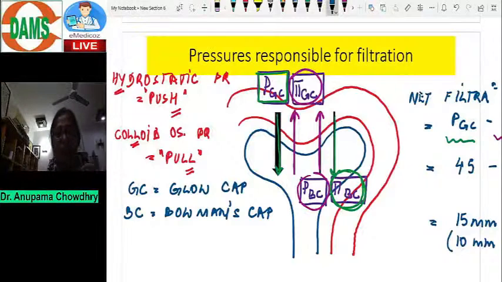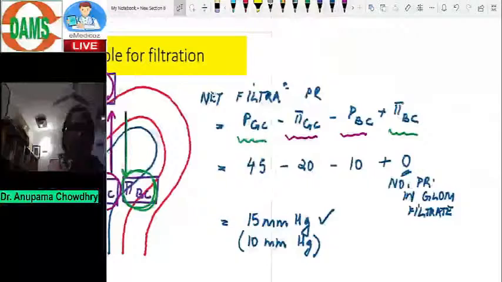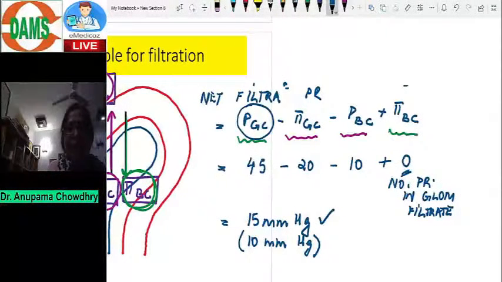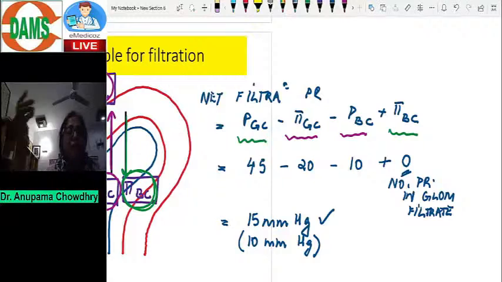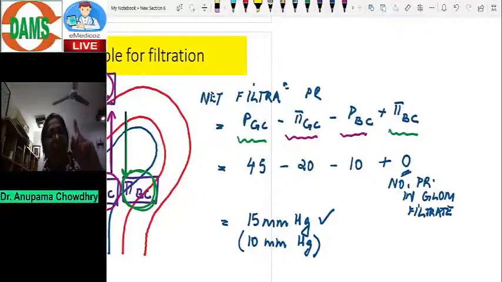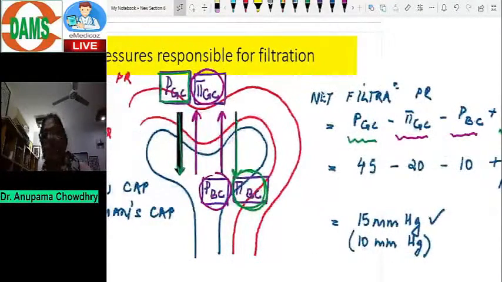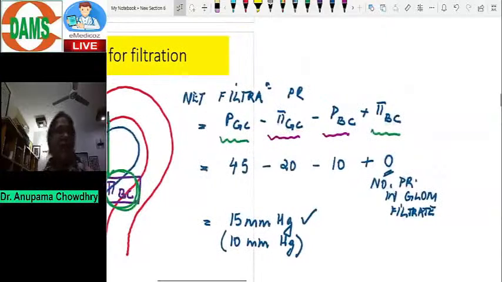So that means the forces which are favoring filtration, that we will indicate with a plus, are PGC and pi BC. These are the two forces which are favoring the movement of fluid from the capillaries into the Bowman space. And what is opposing it is pi GC and PBC. Look at the direction of the arrows. So these will be indicated by a negative sign. So your net filtration pressure is 15 millimeters of mercury.